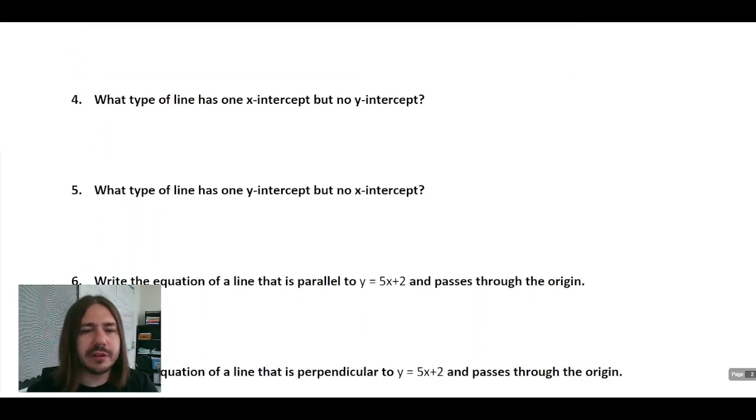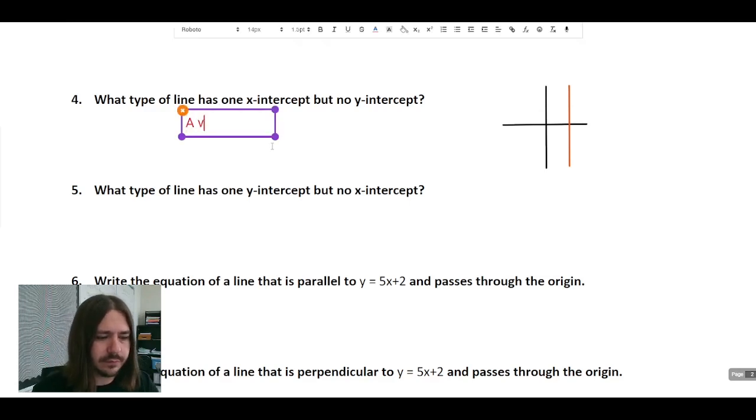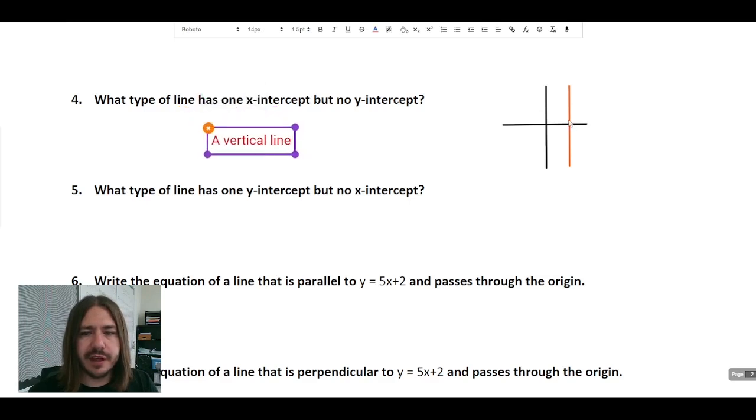What type of line has one x-intercept but no y-intercept? Let's try to sketch that out just to kind of see what I mean here. How could I draw a line that has one x-intercept, so it crosses the x-axis, but no y-intercept? The only way for that to happen is if it's a vertical line. Any vertical line would satisfy that, but it would have to be vertical in order for it to not cross the y-axis.